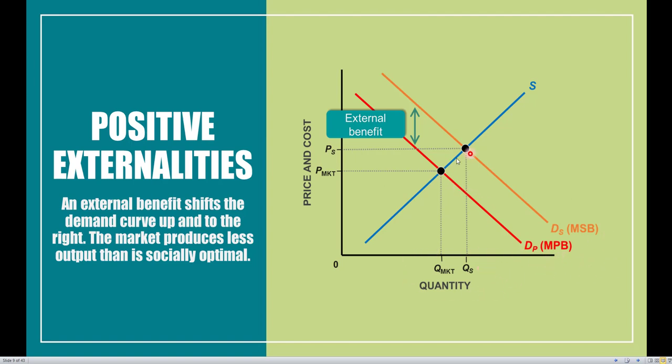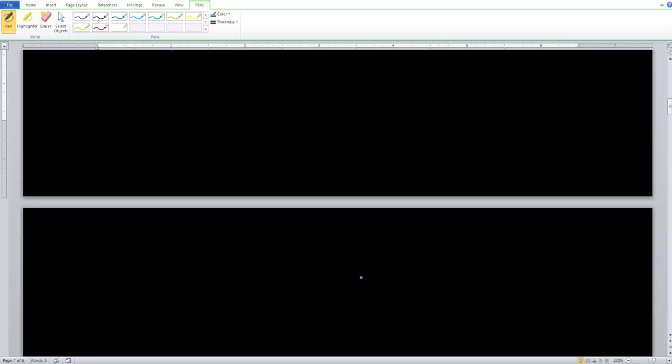We want more people to recycle. We want more people to wear deodorant. We want more people to get the flu shot. And in order to reach that socially optimum point, we actually have to feel those benefits that accrue to the third parties. So with positive externalities, an unregulated market is going to produce too little of that good.